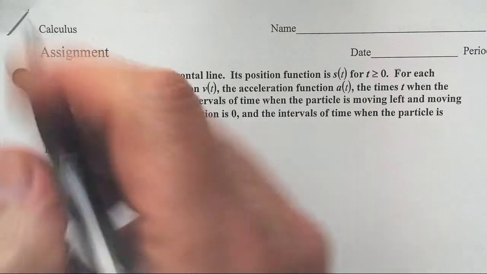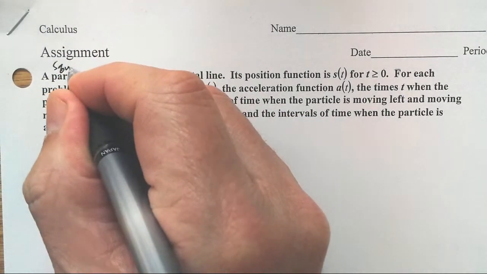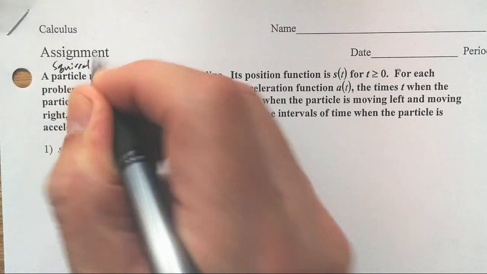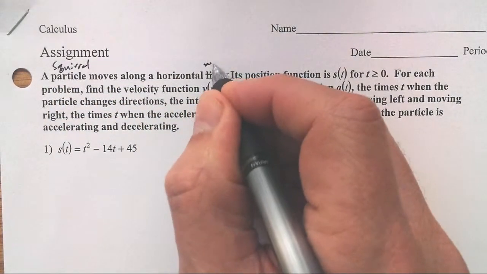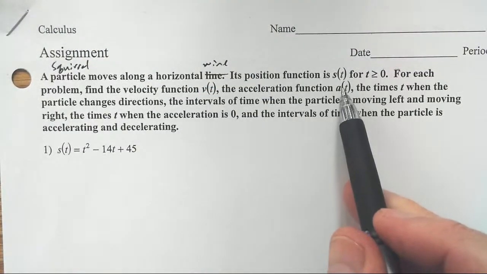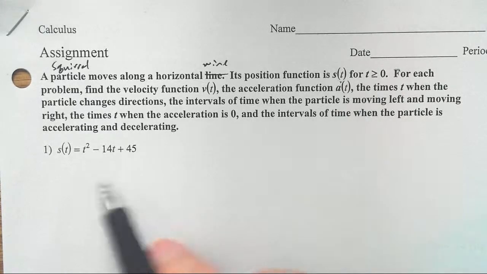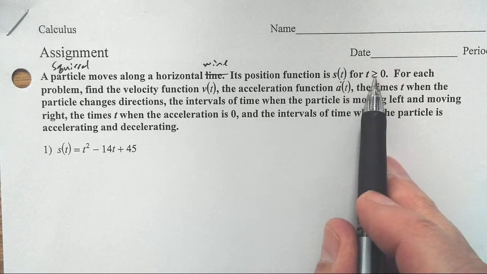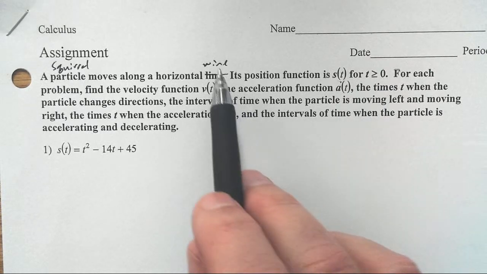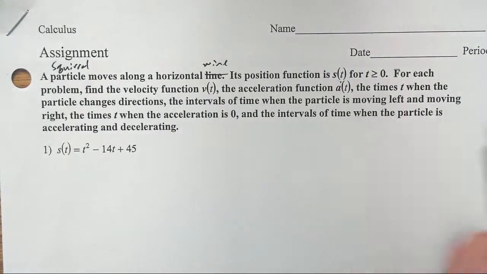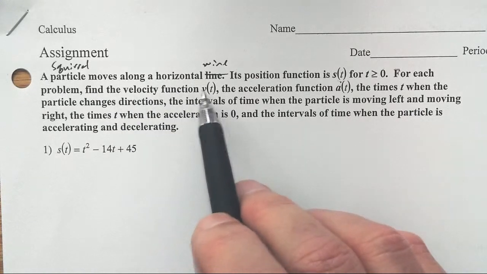So we've got a particle or a squirrel moving along a horizontal wire. Its position is given in the S function down here, and we're only interested when time is greater than or equal to 0, so the squirrel can only go to the right or the left. For each problem, find the velocity function.